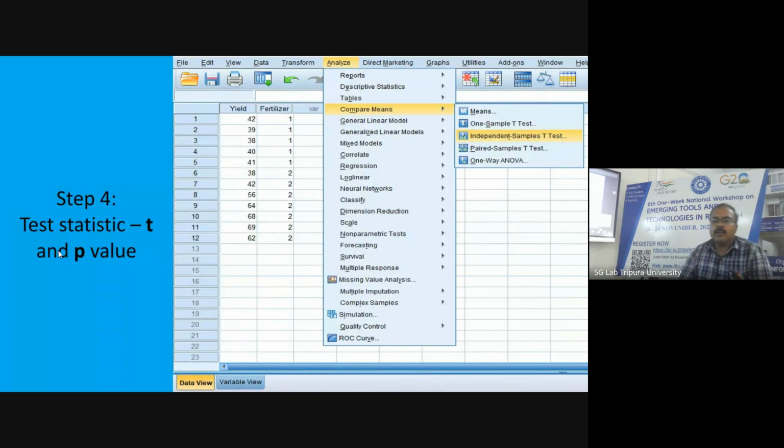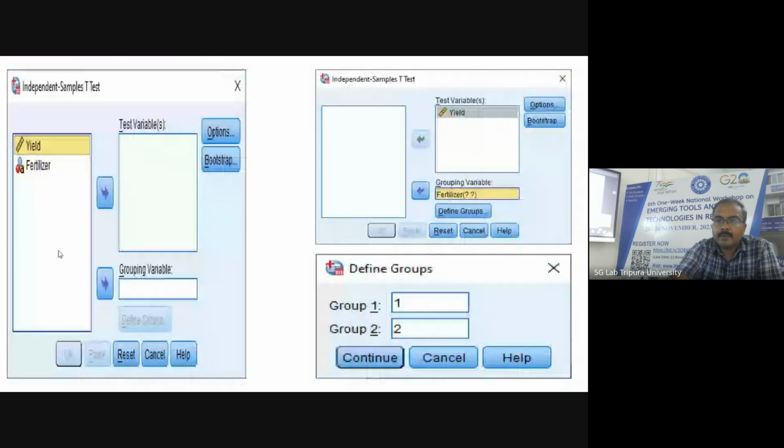Now go for the p-value and t-value. Compare means, independent samples t-test. Earlier one was one sample t-test. This one is independent samples t-test. You have yield and fertilizer. Your output is yield, so the test variable is yield here.